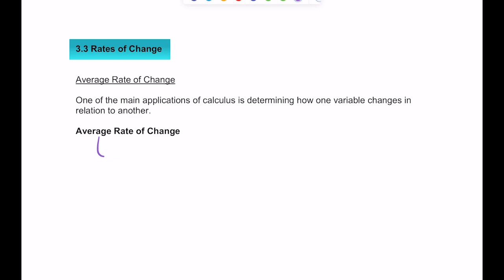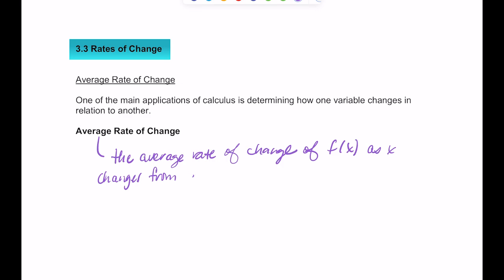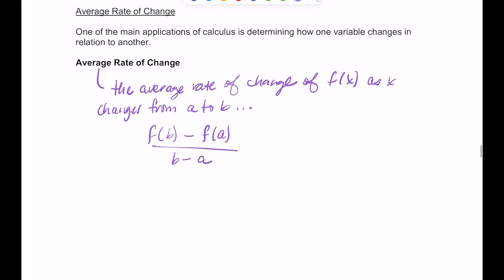So for average rate of change of a function, we'll call it f of x, with respect to x, for a function f as x changes from a to b, we have this expression f of b minus f of a over b minus a, which if you look at this formula closely, you can see that it's related to the slope formula for a line that would pass through the point a, f of a, and b, f of b.